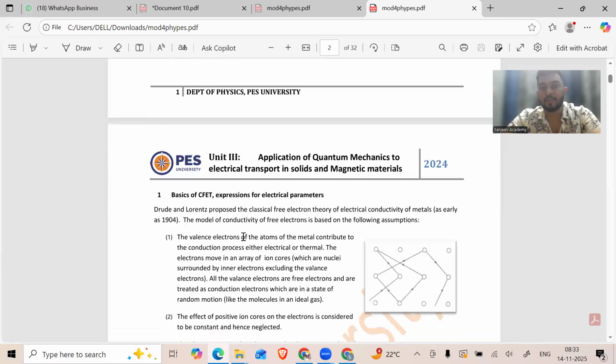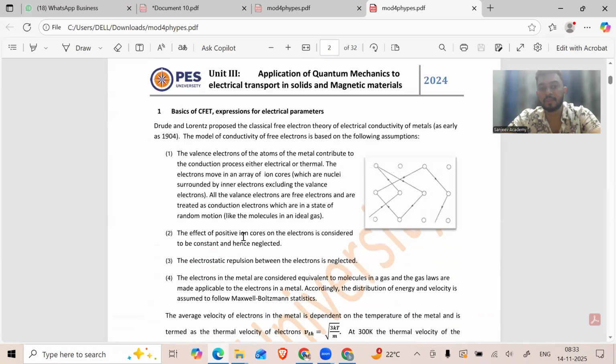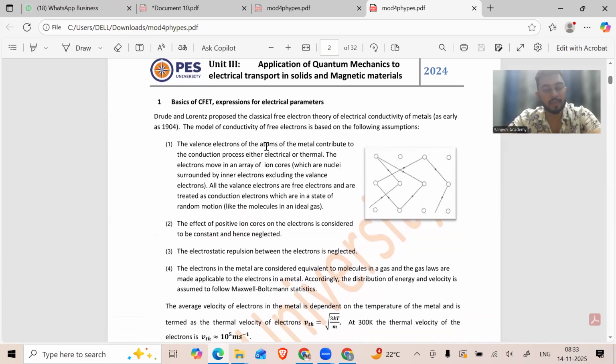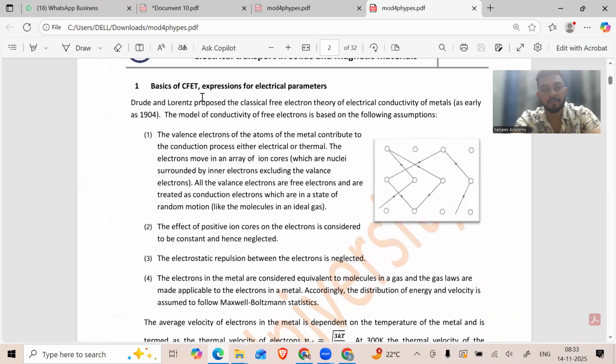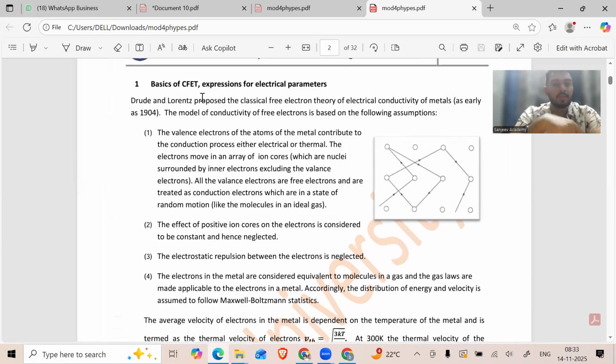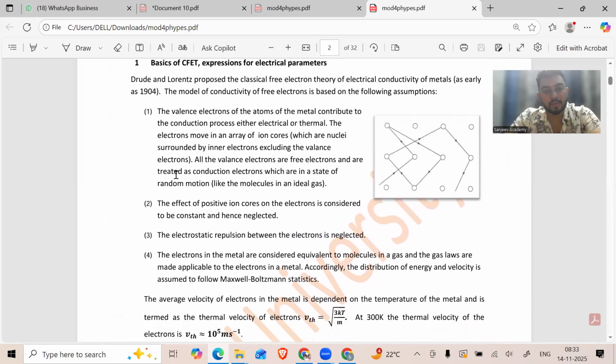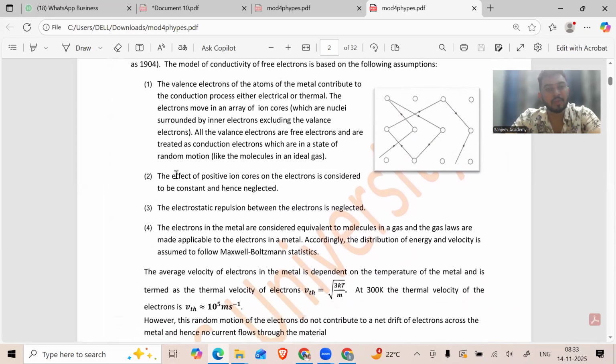Application of quantum mechanics to electric transport in solid magnetic materials, correct? You can see here the basics of CFET. Scroll down. There are a lot of points in the classical free electron theory, but if we go and read like this, it'll be a little bit boring. So I'll try to explain in a very simple way.